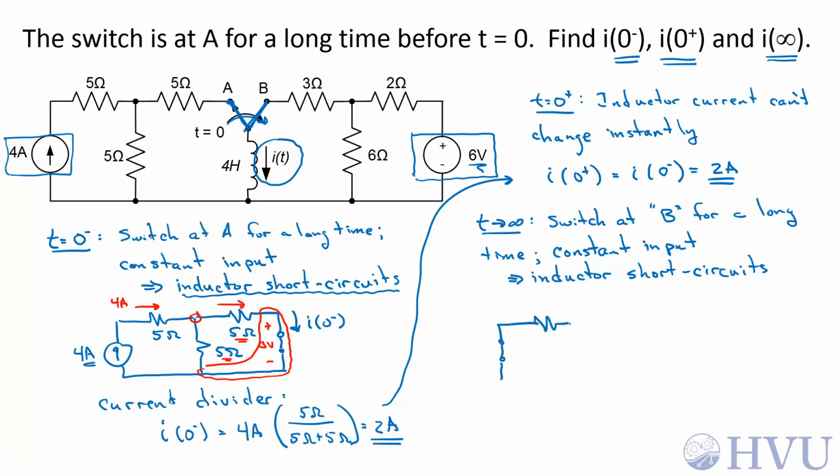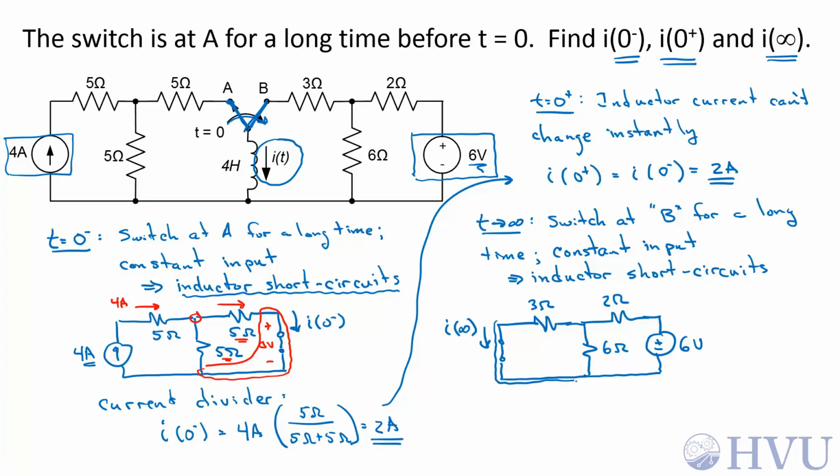I have a 3 ohm resistor up here. I have a 6 ohm resistor here, a 2 ohm resistor here, and this 6 volt source. I want to find this current, I, at infinity.